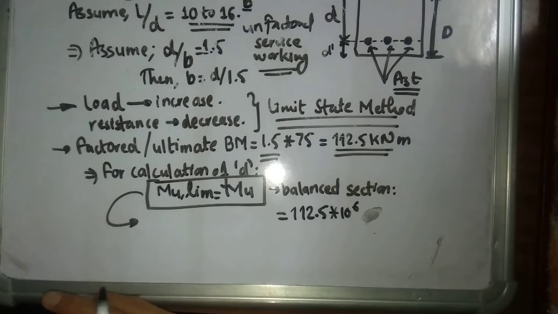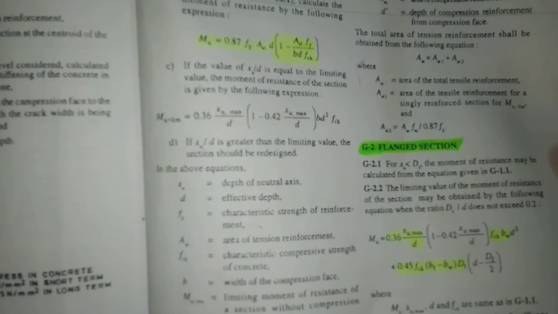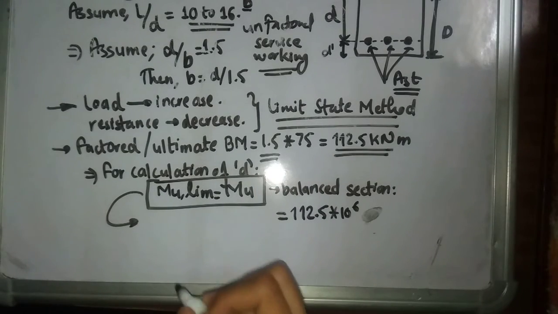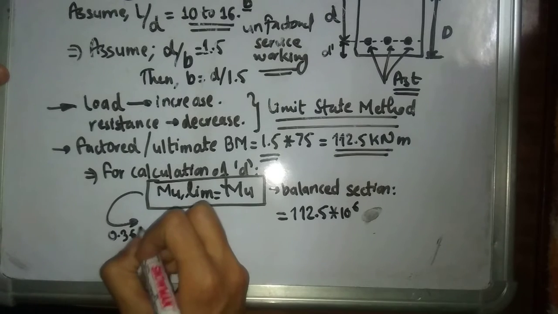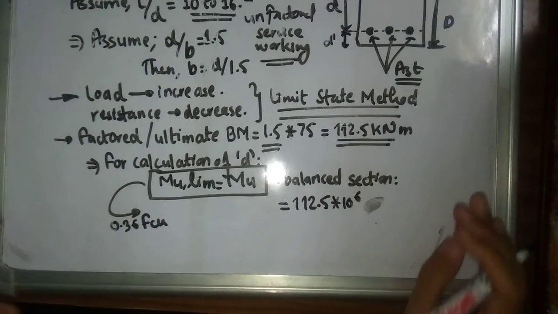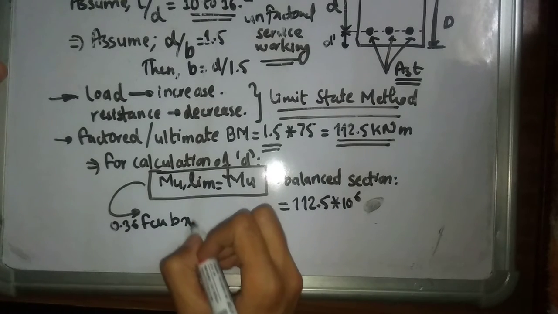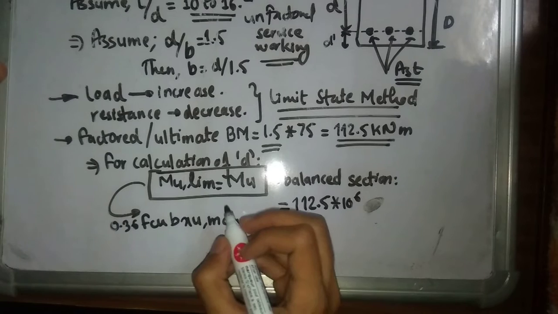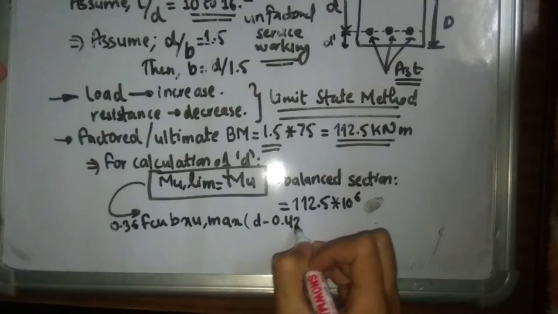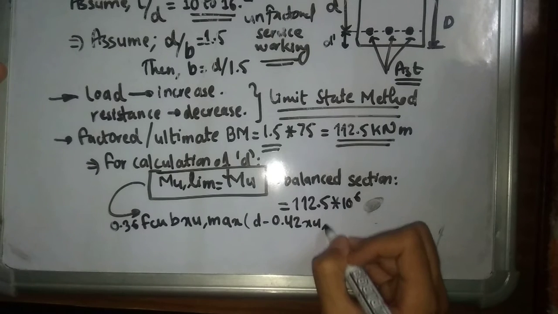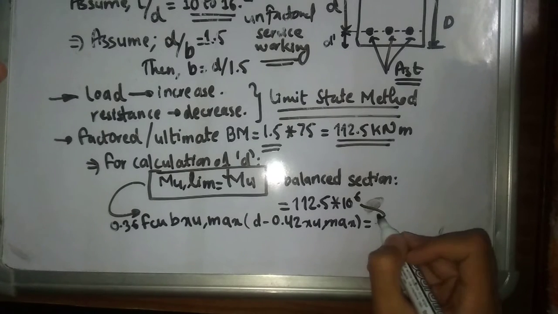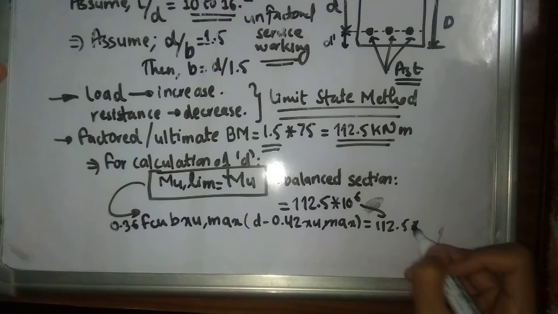Now for my left hand side, I'm going to use this long formula which I just showed you before, 0.36 Xu max by d, 1 minus 0.42. For our balanced section, we're going to use this formula. So let me write that formula, which is 0.36 fck b Xu max, d minus 0.42 Xu max. This is equal to 112.5 into 10 to the power 6.